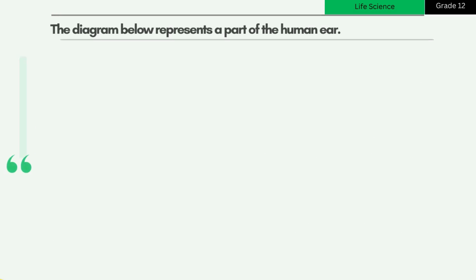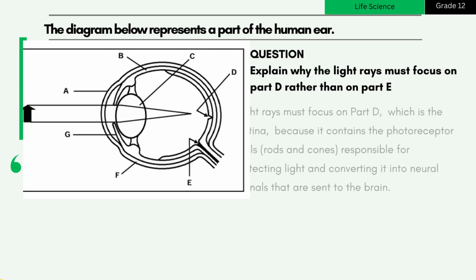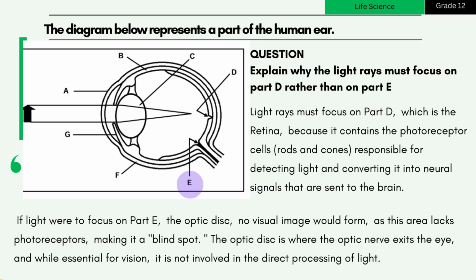Question: explain why the light rays must focus on part D rather than on part E. Light rays must focus on part D, which is the retina, because it contains the photoreceptor cells, rods and cones, responsible for detecting light and converting it into neural signals that are sent to the brain. If light were to focus on part E, the optic disc, no visual image would form, as this area lacks photoreceptors, making it a blind spot. The optic disc is where the optic nerve exits the eye, and while essential for vision, it is not involved in the direct processing of light.